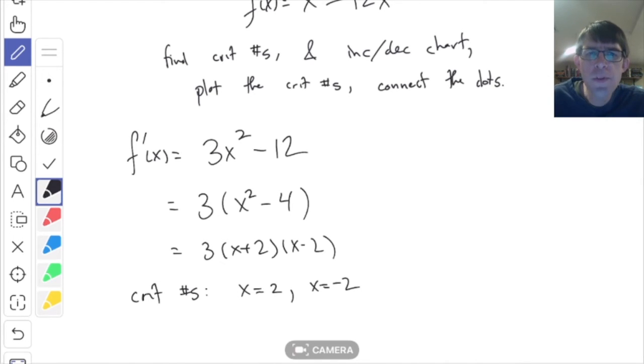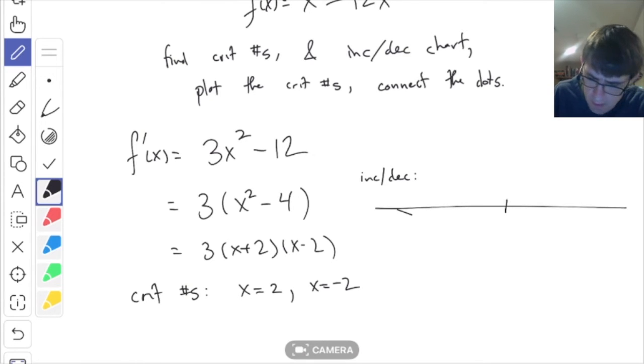All right, and then the critical numbers, just like before, are x equals 2 and x equals minus 2. So one thing that we did not do in either of the other two problems was the increasing and decreasing chart. Let's do that. So the increasing, decreasing chart looks like I put plus 2 and minus 2 on here.